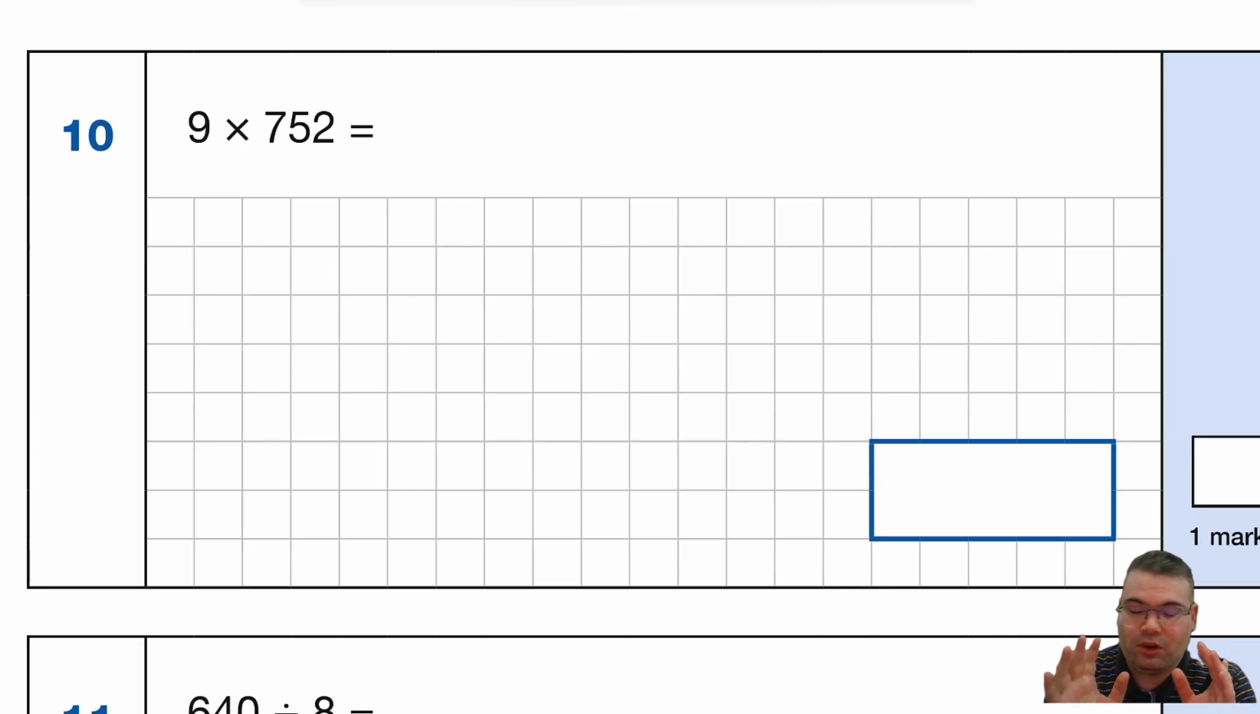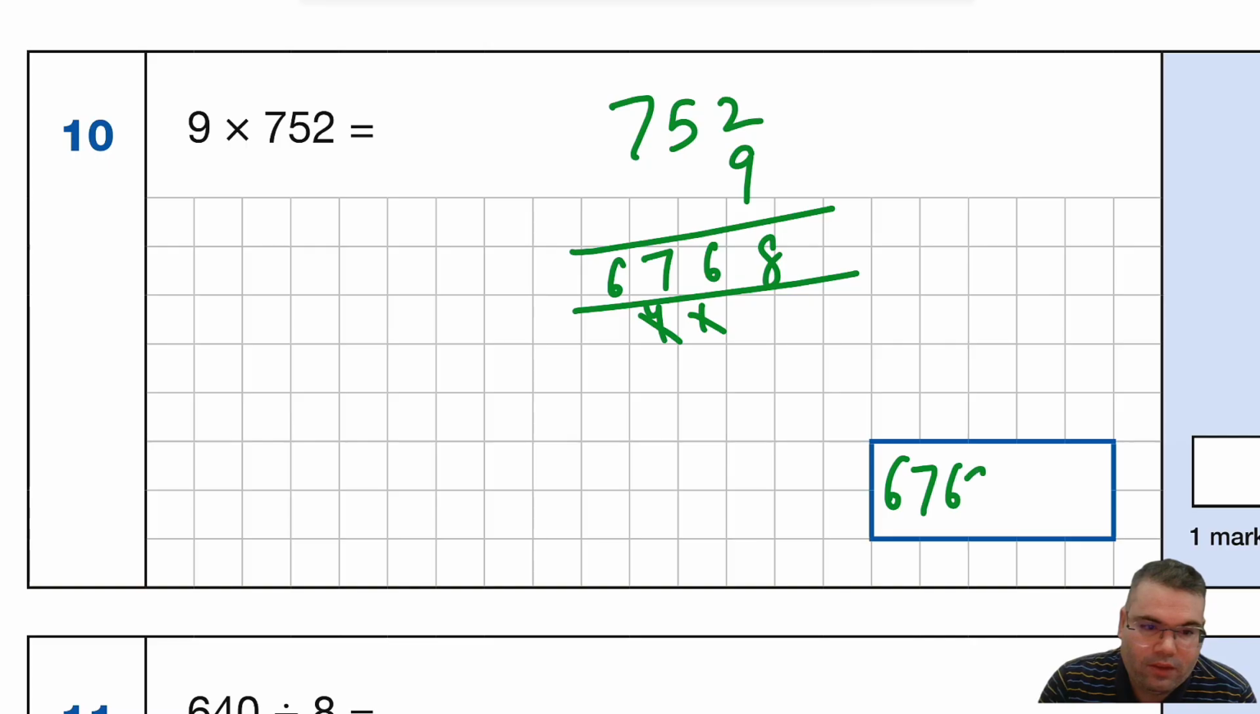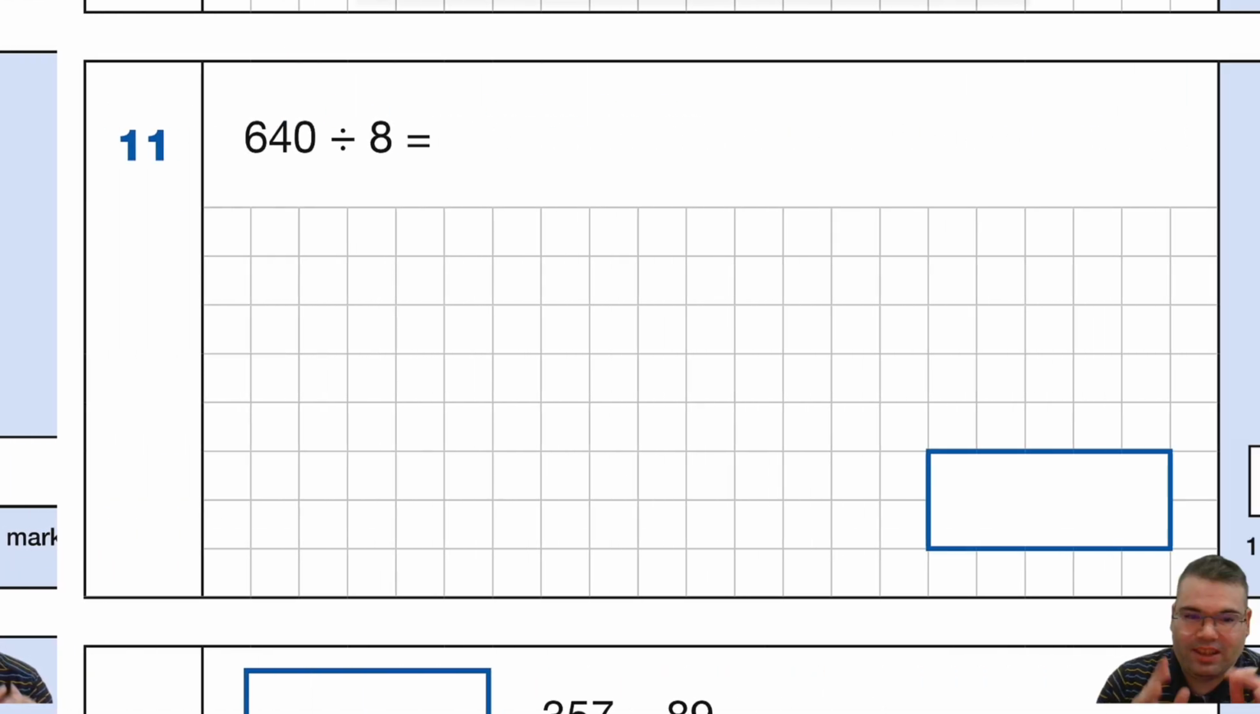If you do this question with a trick, you can just write down your answer, but let's just do it with the normal method. 752 times 9. So 9 times 2 is 18, 8 and 1, 45 and 1, 46. So 6 and again 4. 9 times 7, 63 and 4, 67. So let's just cancel. So your answer is 6768, right? So this is the next question.